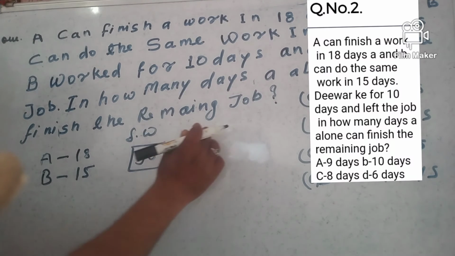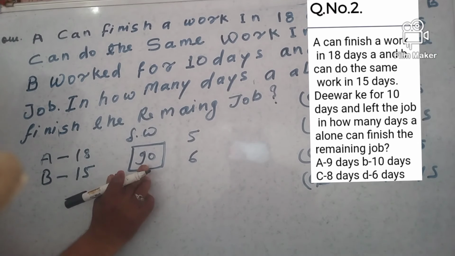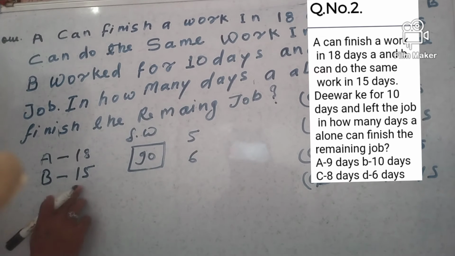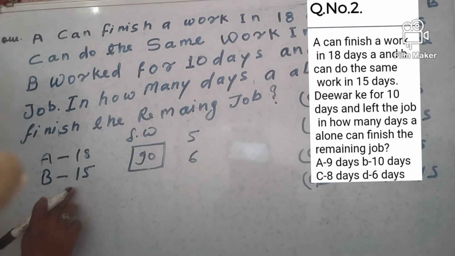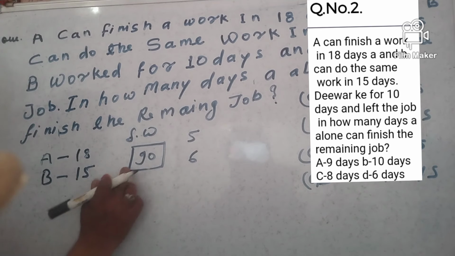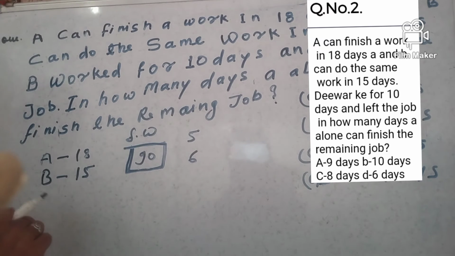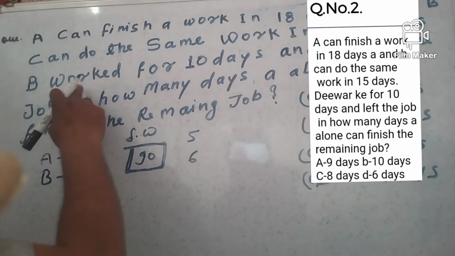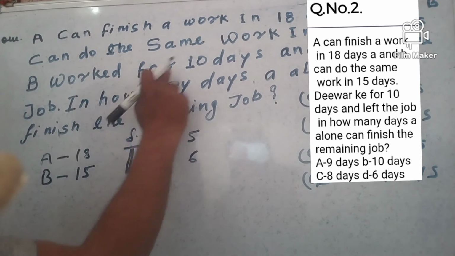A does 5 work per day and he will finish in 18 days, which is 90 work. Same work, B does 6 work in a single day and finishes in 15 days, which is 90 work. So total work is 90. And in the question given, B worked for 10 days.